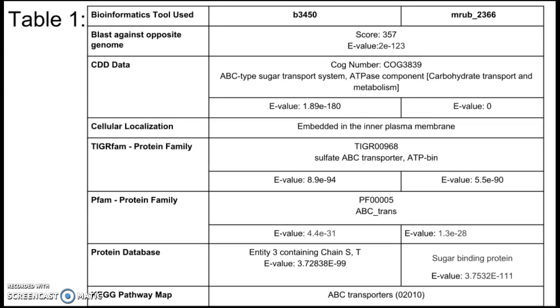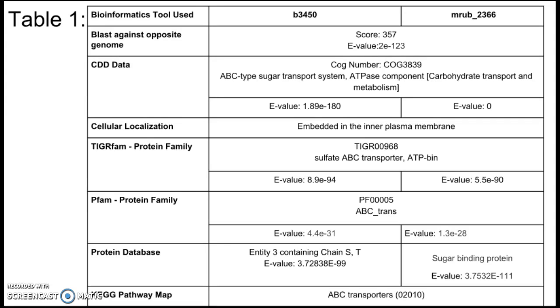The first task to be done is to analyze the BLAST nucleotide sequence between mRub2366 against b3450. The BLAST results gave a low e-value, indicating that these genes are highly correlated, which is not due to chance. These genes also have the same COG number, as you can see on the chart, and TIGRFAM number and PFAM number, which is another piece of evidence proving that these are all orthologous.